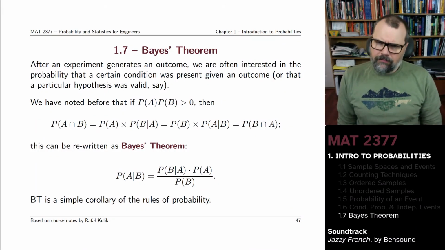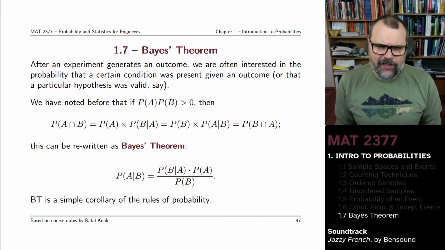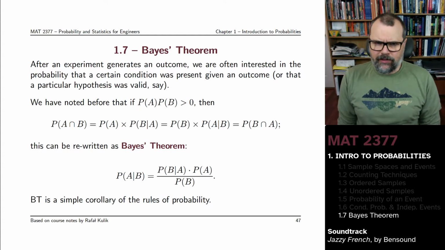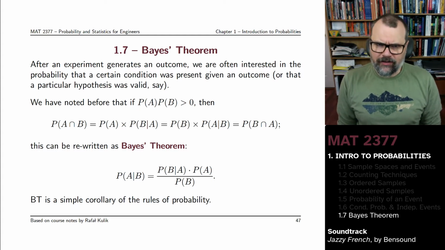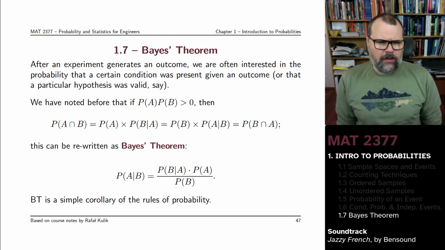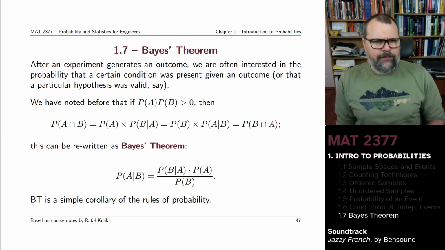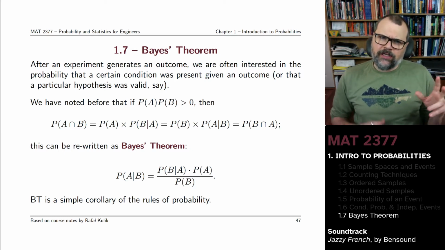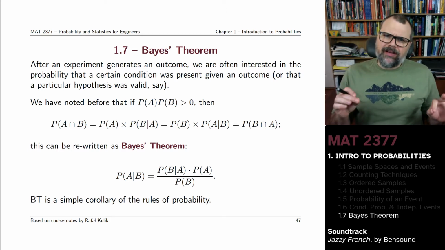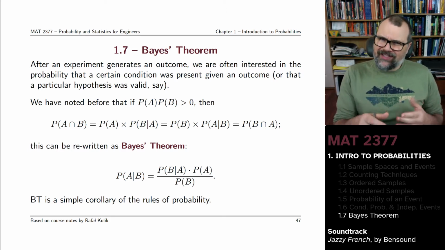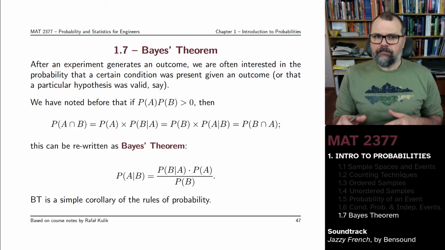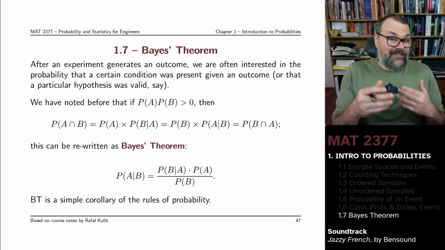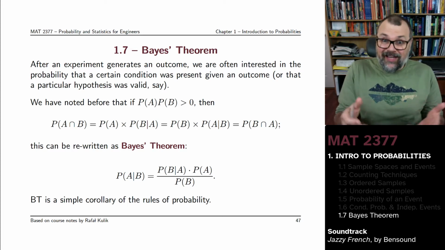Let's finish this first chapter with what is arguably one of the most important results in probability theory. It's called Bayes' theorem. If you have an experiment and it generates outcomes, you're often interested in determining the probability that a certain condition was present given the outcome. Or say, the probability that a specific hypothesis was valid given the data that you observed.